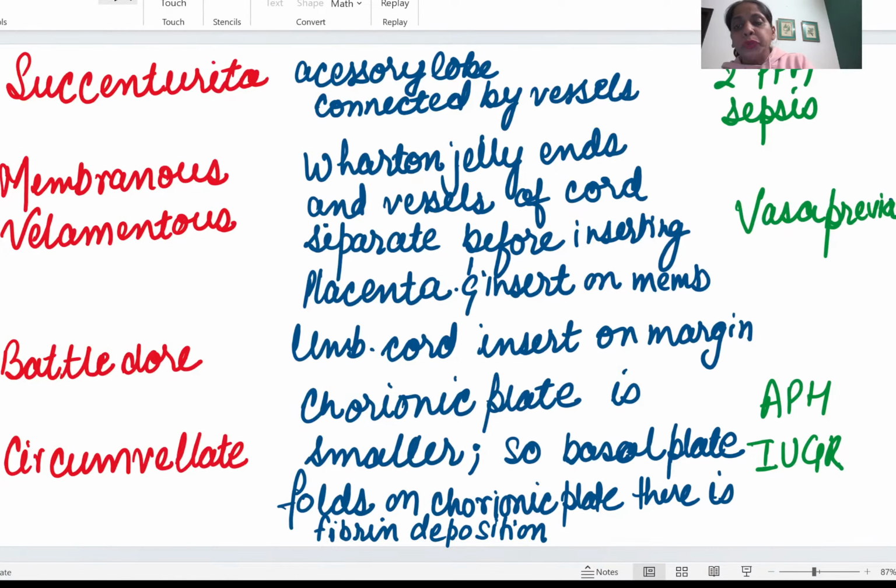Now let's see the different types of the placenta. Okay, the first type is the placenta succenturiata.